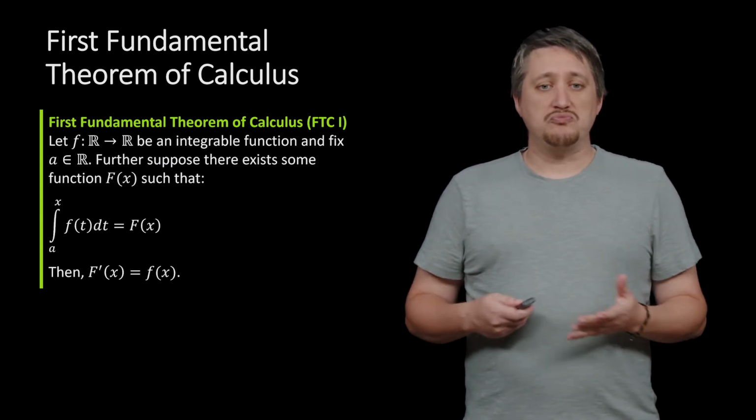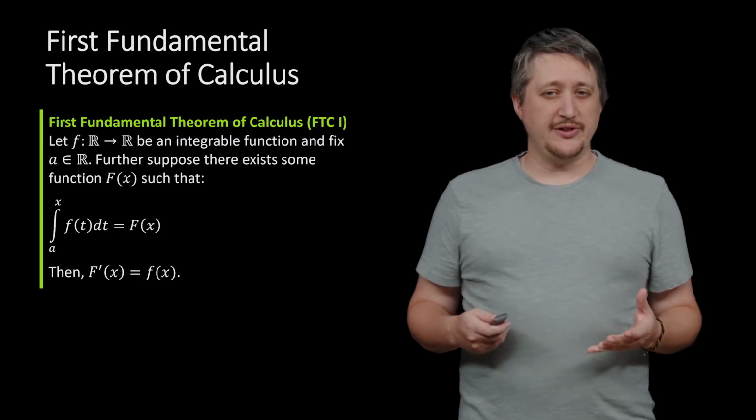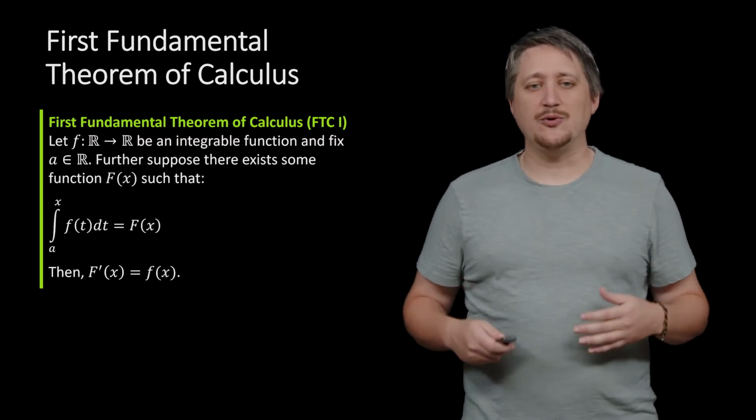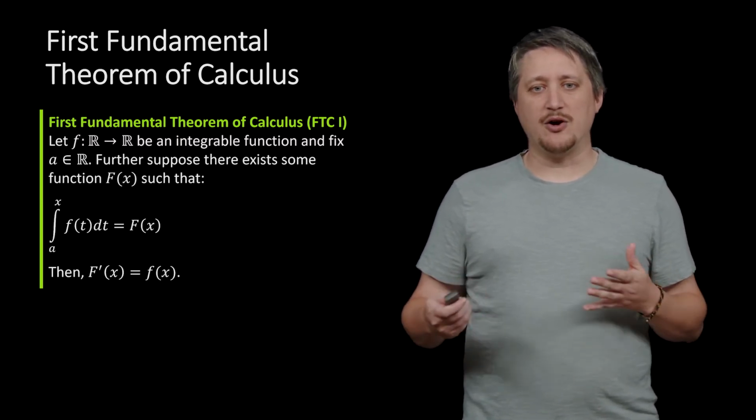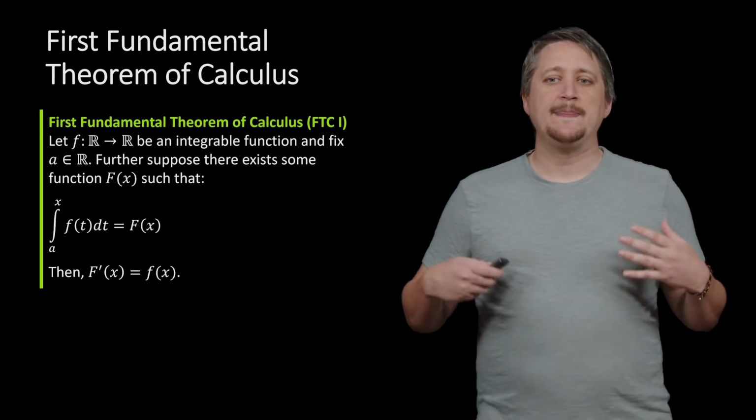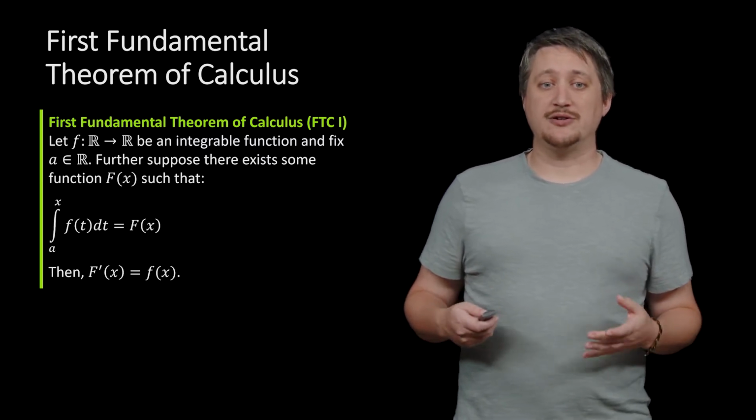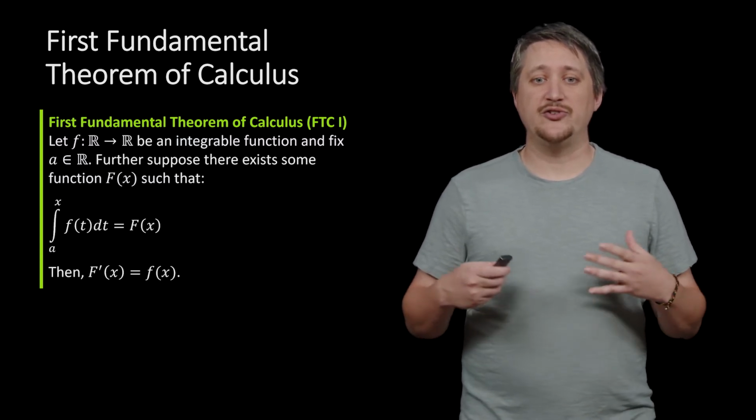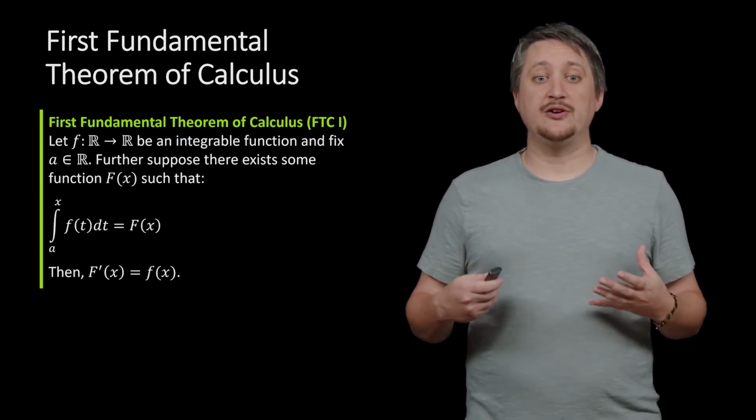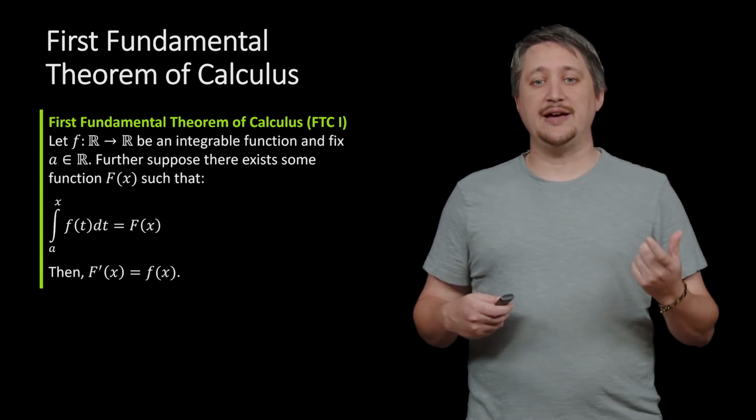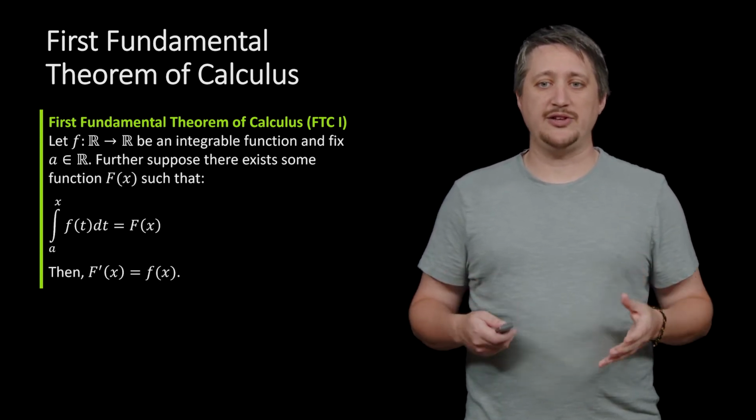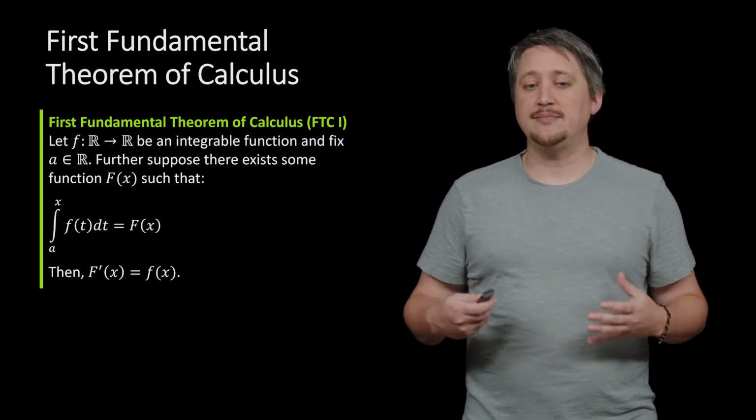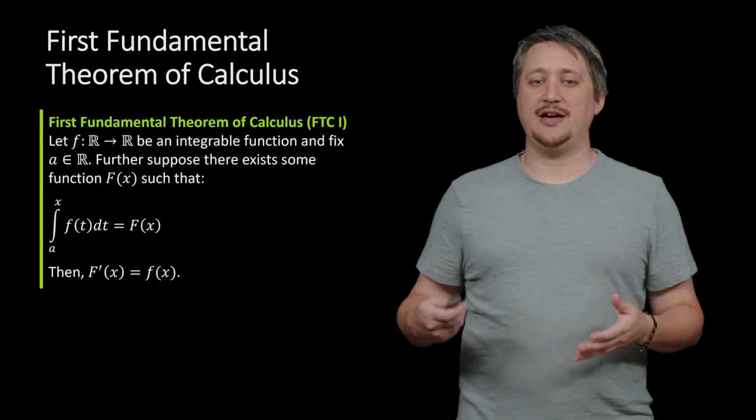As usual for these theorems, I'm going to state it in the full math speak and then translate it. So if f from R to R is some integrable function, and we fix some a in R, some constant, and we suppose there's some function F of x that represents this integral, so that F of x is the definite integral from a to x of f of t dt, then the claim is that F prime of x is f of x.